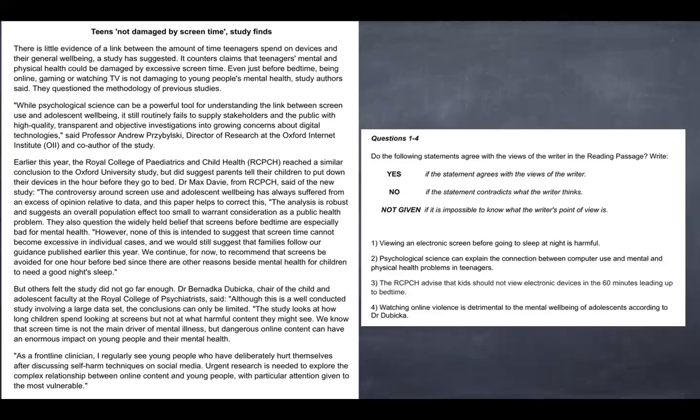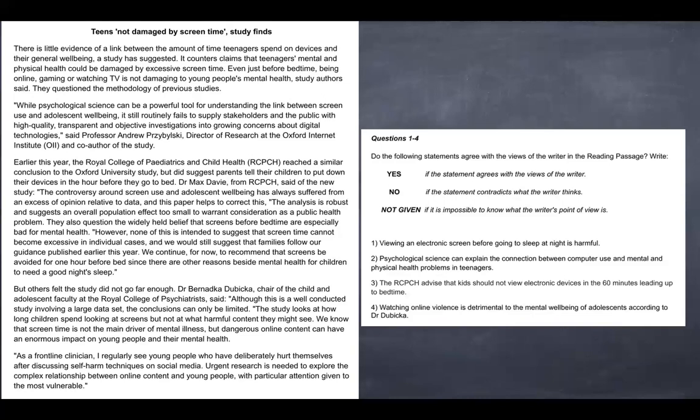Devices is basically electronic devices. 60 minutes is the hour before they go to bed, which is bedtime, which means that the writer's view and the statement's views are clearly matching, and hence your answer is yes. So this is how you match these statements. The exact same words are not used, but the meaning is the same.